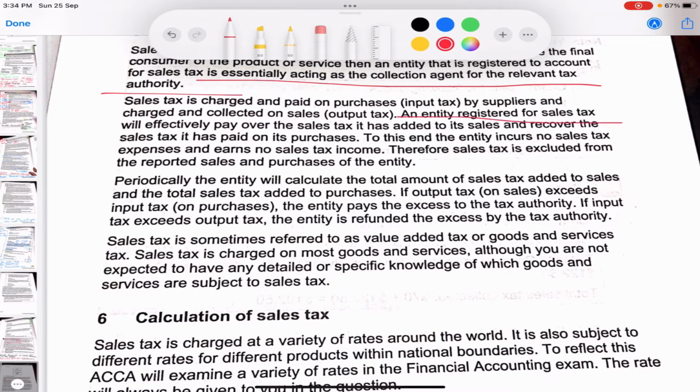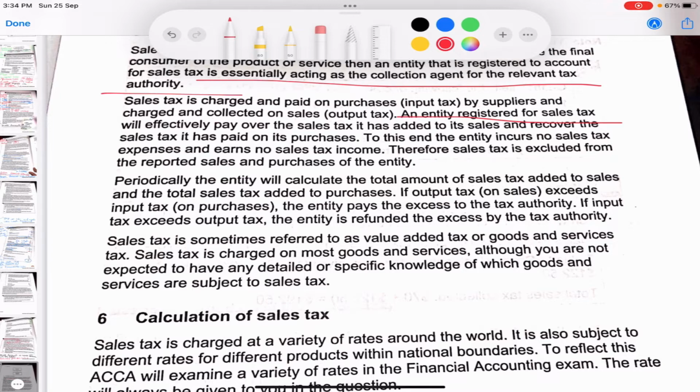Now, let's see. An entity registered for sales tax will effectively pay over the sales tax it has added to its sales and recover the sales tax it has paid on its purchases. To this end, the entity incurs no sales tax expenses and earns no sales tax income. Therefore, sales tax is excluded from the reported sales and purchase of the entity.